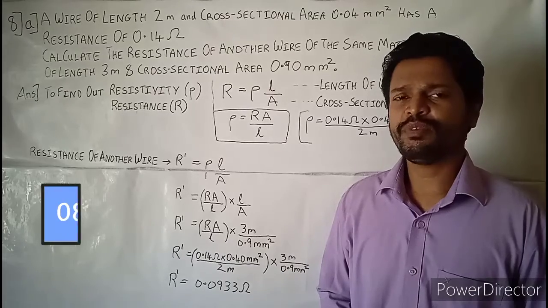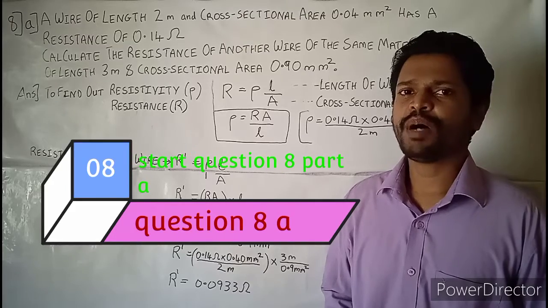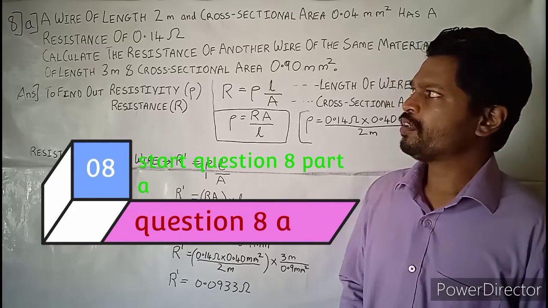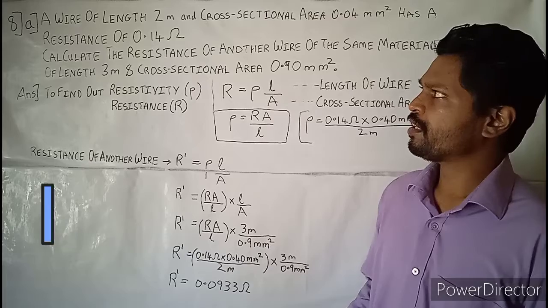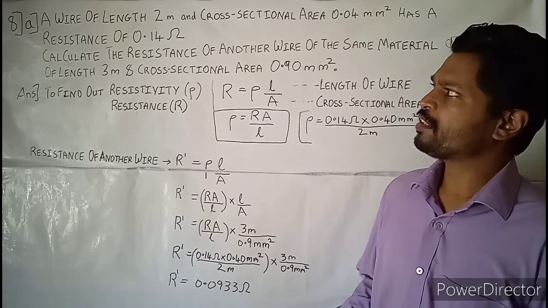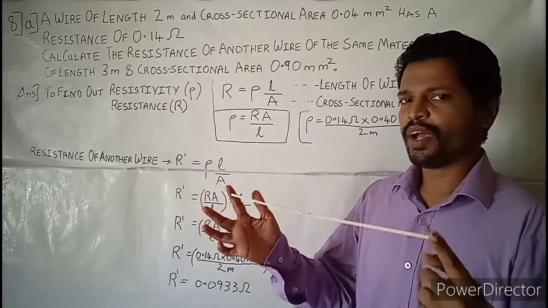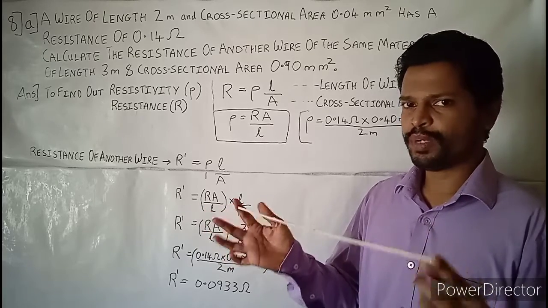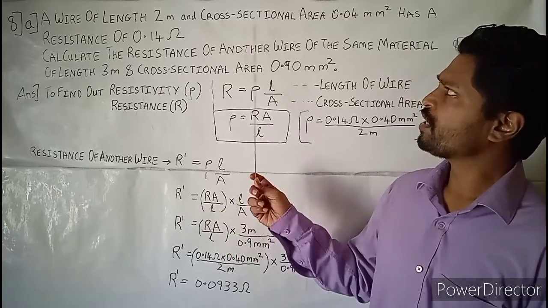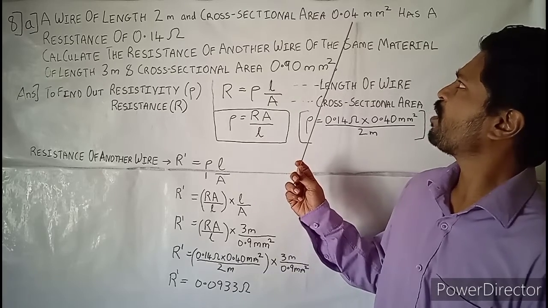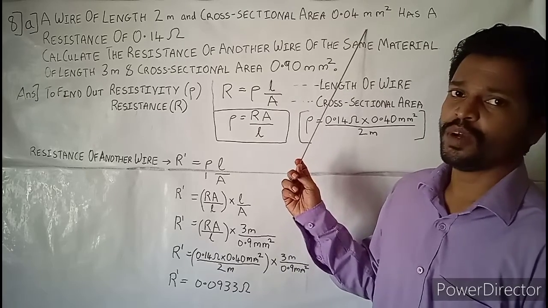Hello students, today we will be discussing the 8th question, part A. The 8th question is as written over here. There is a wire of length 2 meter. We can assume this is a wire and this is of 2 meter length. The cross section area of the wire is 0.04 millimeter square.